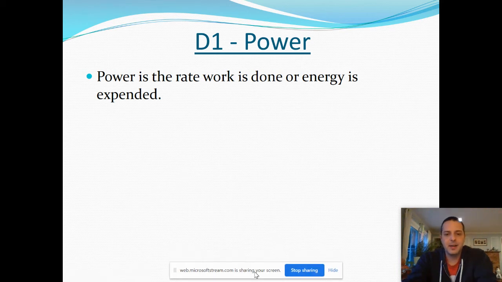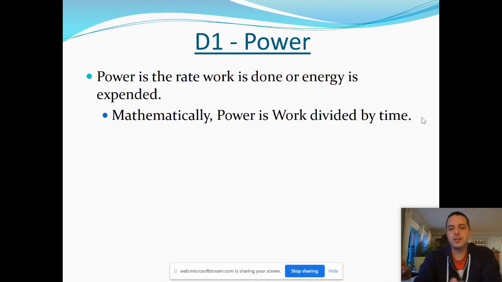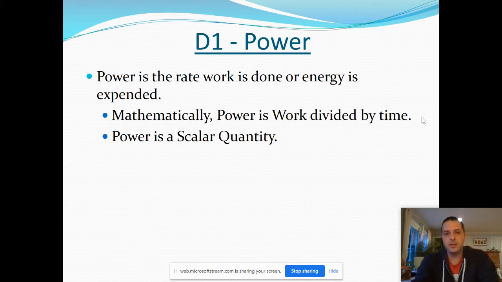Hi, AP Physics. Today we're going to take a look at power, and power is the rate at which work is done or the rate at which energy is expended. When we talk about power, the most basic fundamental way to define power is looking at work divided by time. Power is the rate at which work is done.